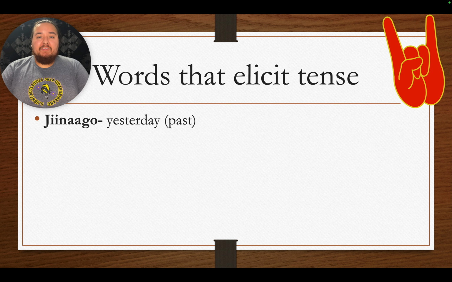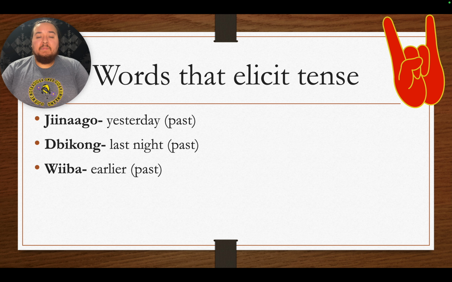So our temporal adverb for yesterday is jinaga. It requires a past tense prefix with the verb. Dbikung is our temporal adverb for last night. It also requires a past tense marker with your verb. Wiba means earlier, and it requires a past tense marker with your verb.